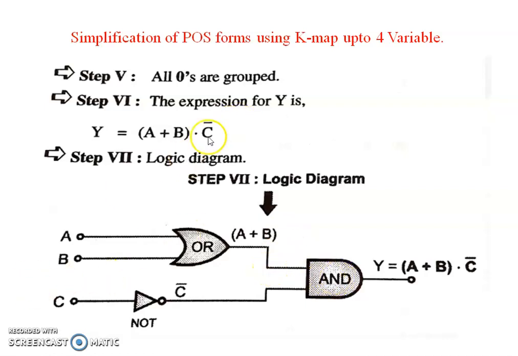Okay, now your next one is C bar. So C bar indicates a NOT gate. So here C bar is connected with the AND gate, and your final answer is (A + B) · C̄.